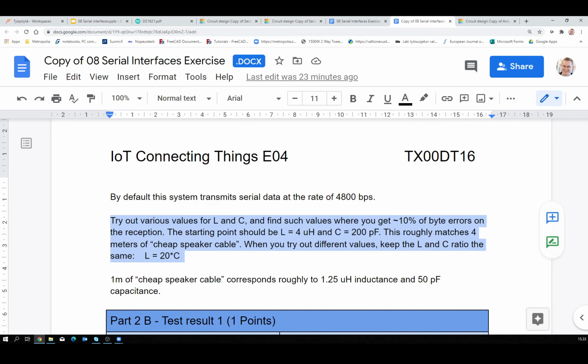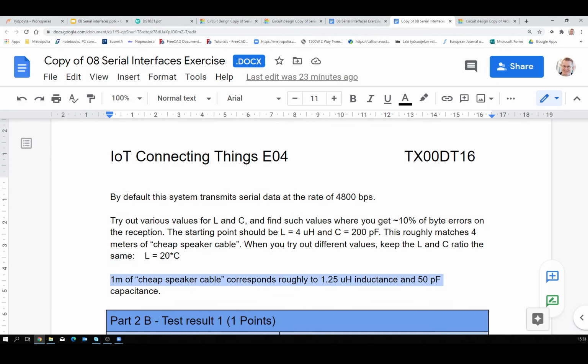So basically, starting point 4 microhenries and 200 picofarads is roughly 4 meters of cheap speaker cable. Okay, when you try different values, basically try to keep the ratio L to C constant. So that's basically for the speaker cable.